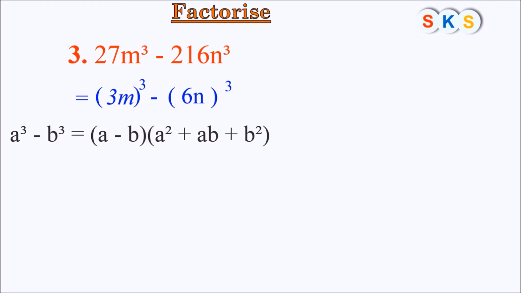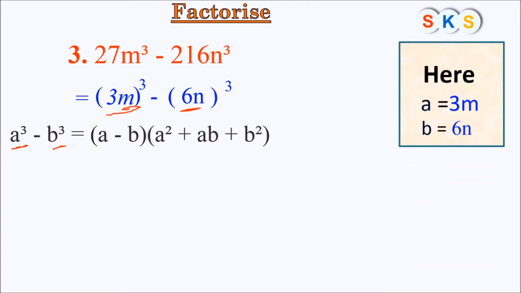What you can see, the first term is cube of 3m, so we will take a as 3m, and the second term is a cube of 6n, so we will take here b as 6n. So we will take value of a as 3m and value of b as 6n, and we will make a note of the values of a and b in the rectangular box over there. As you can see that I have noted a as 3m and b as 6n. Now we are going to substitute here the values of a and b in this formula.